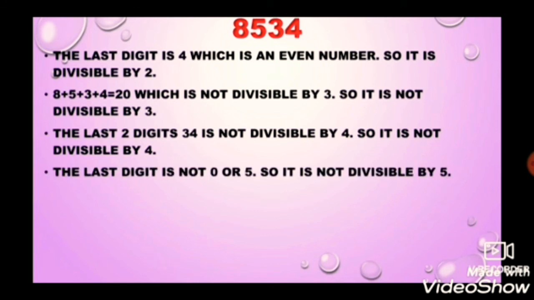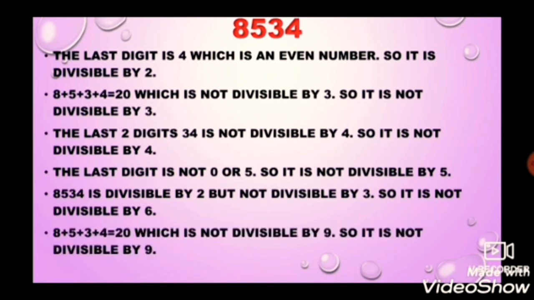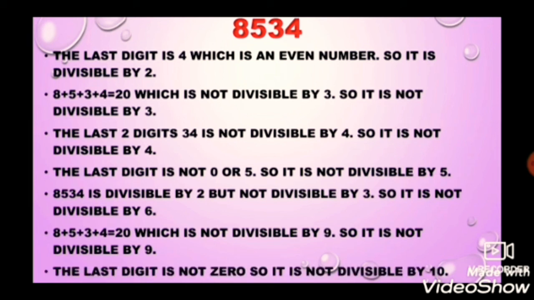Next, check the divisibility rule of 5. The last digit is not 0 or 5, so it is not divisible by 5. Next, divisibility rule of 6. The number is divisible by 2 but not divisible by 3, so it is not divisible by 6. Divisibility rule of 9. Sum of the digits should be divisible by 9. Here, the sum is 20, which is not divisible by 9, so it is not divisible by 9. Next, divisibility rule of 10. The last digit is not 0, so it is not divisible by 10.